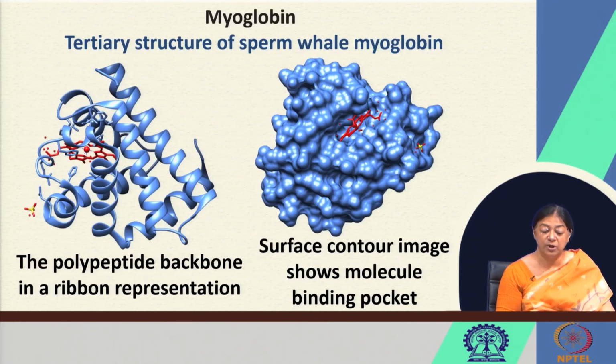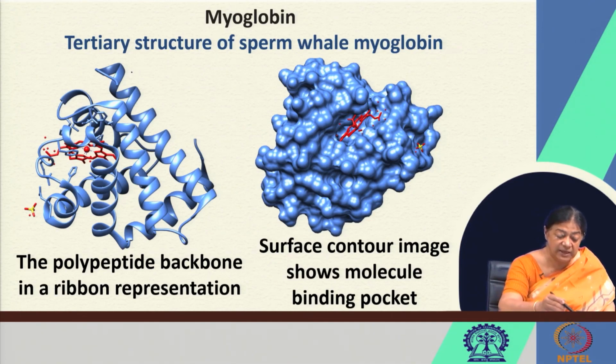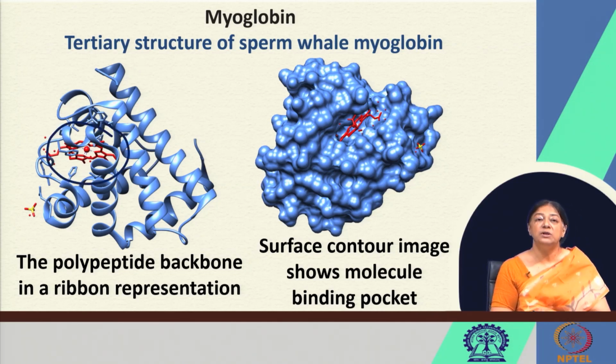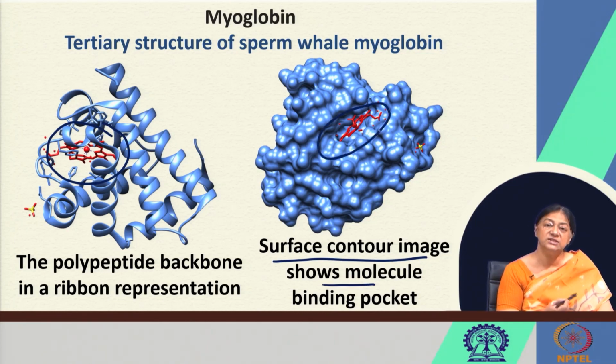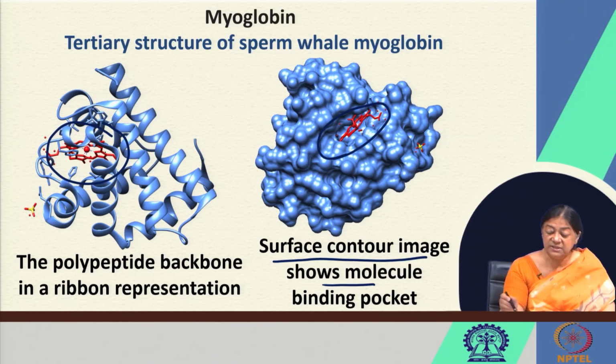This is what the structure of myoglobin is, the tertiary structure. This means as we look at the helices that we have been looking at here, this is where we have the heme group, here we have the oxygen molecule, and this is the polypeptide backbone in a ribbon representation. Then we have the surface contour image that also shows the molecular binding pocket. We will be looking at such instances later on when we look at enzyme inhibitor or enzyme substrate binding as well as protein ligand binding, because this is extremely important in understanding that if this is the sequence of the protein.